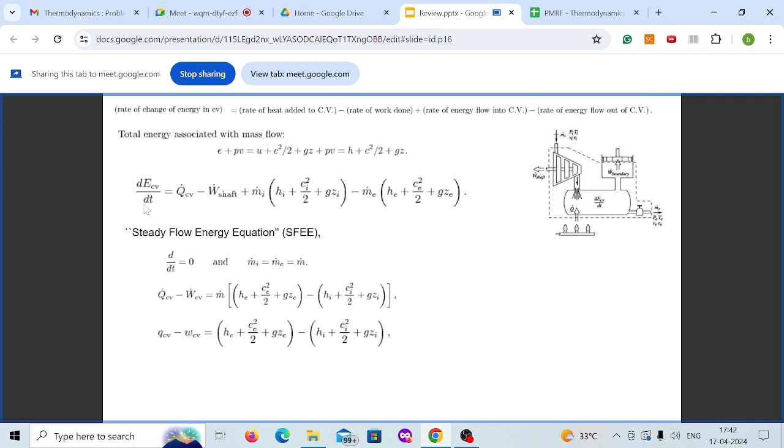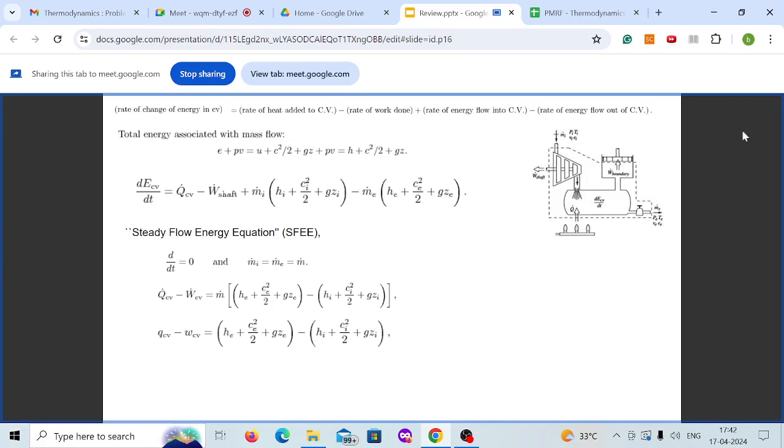So dE_cv by dt equals Q dot cv minus W dot shaft, plus mass m dot i into the enthalpy, kinetic energy and potential energy. And similarly for mass which is going out, minus m dot e into h_e plus C_e square by 2 plus g z_e, that is the potential energy.